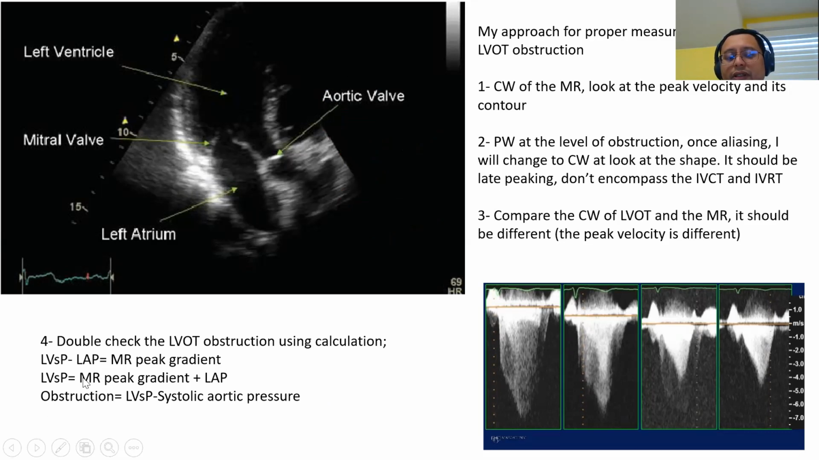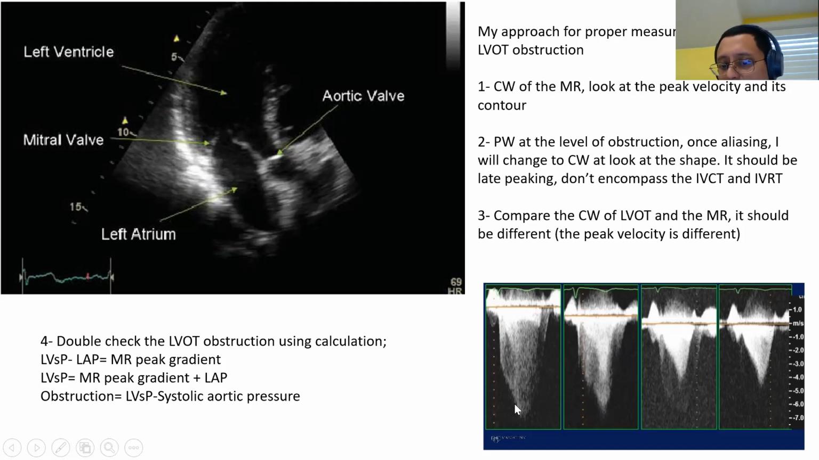LV systolic pressure minus LAP equals MR peak gradient. LV systolic pressure is equal to MR peak gradient plus LA pressure. Obstruction is equal to LV systolic pressure minus systolic aortic pressure. If you want to know what the shape looks like, you can see in this example here.